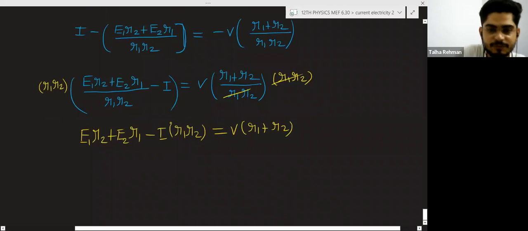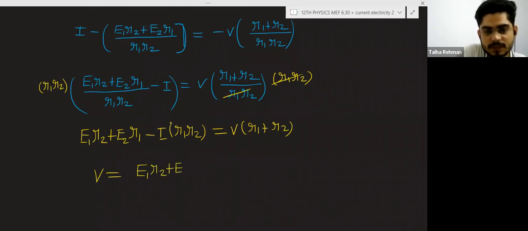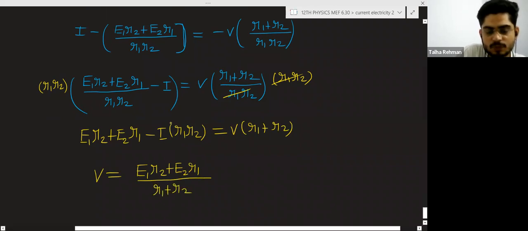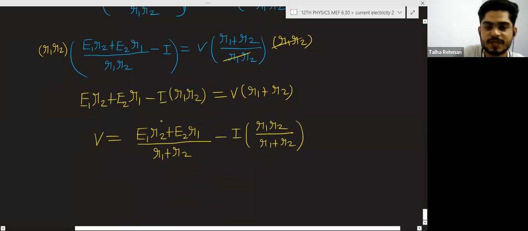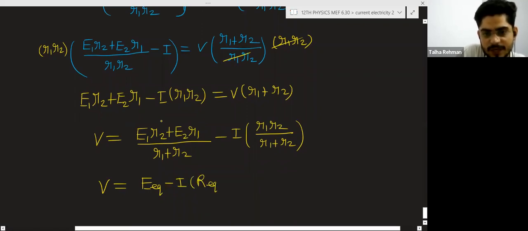Now we want to calculate V. So how will we calculate V? V is equal to E1 R2 plus E2 R1 divided by R1 plus R2, and here we have I into R1 R2 divided by R1 plus R2. So this is the final equation we have. So we can replace this equation with E equivalent minus I into r equivalent.